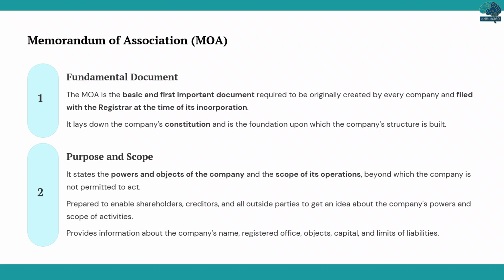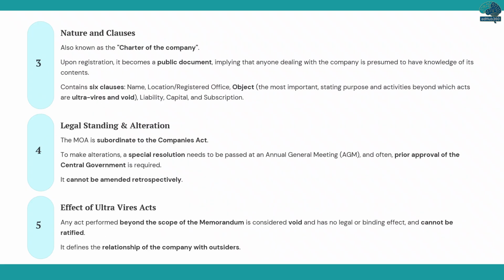This is the fundamental and first crucial document a company must create and file with the registrar during incorporation. It truly lays down the company's constitution, acting as the very foundation of its structure. The MOA clearly states the company's powers and objectives, defining the scope of its operations. It's prepared to give shareholders, creditors, and any external party a clear idea of what the company is authorized to do. It provides vital information such as the company's name, its registered office, its main objects, capital, and the limits of its members' liabilities. The MOA is also known as the charter of the company.